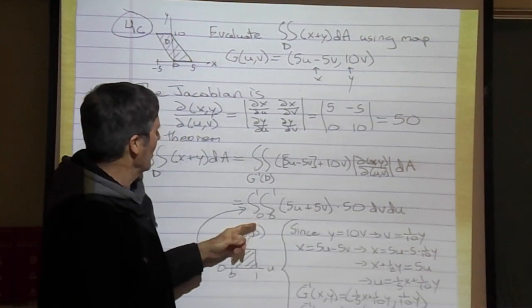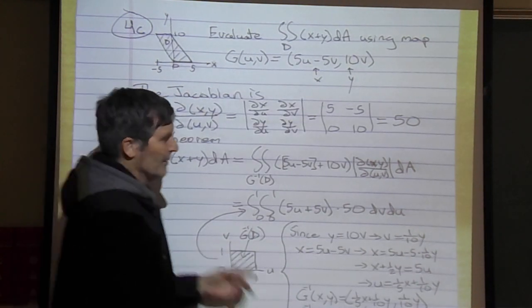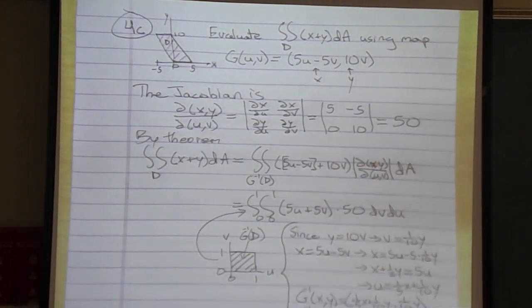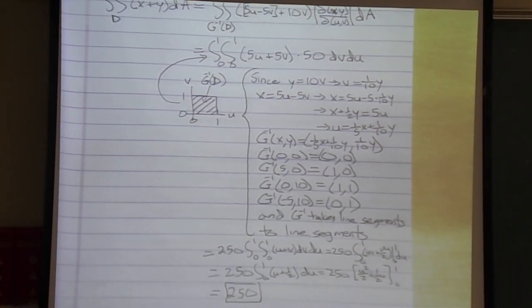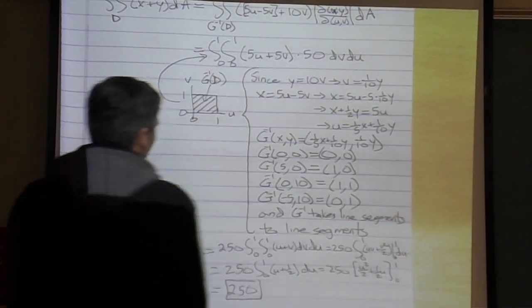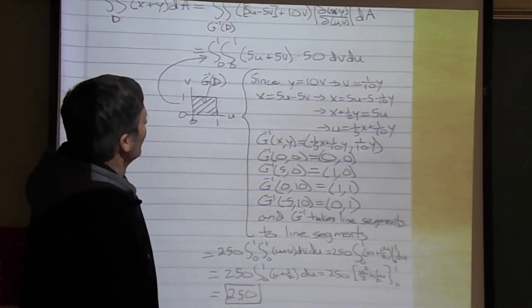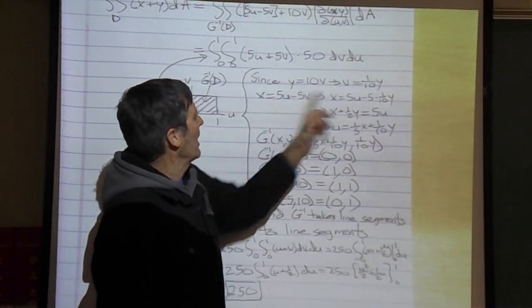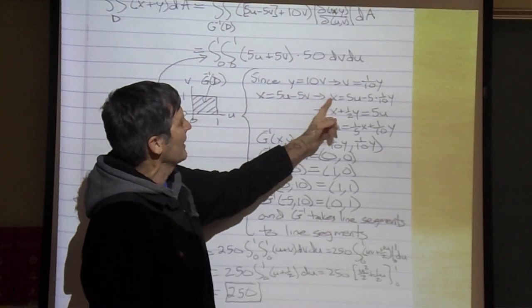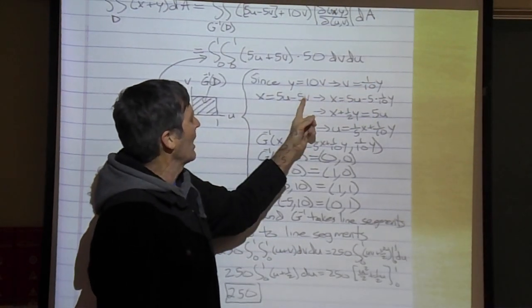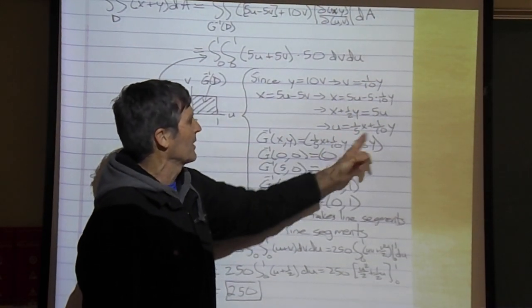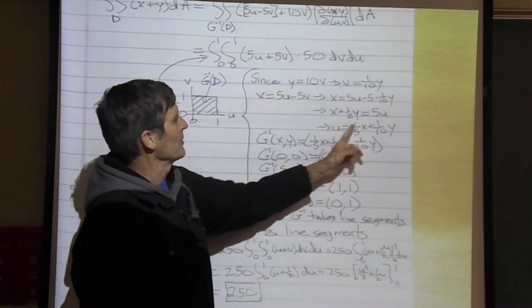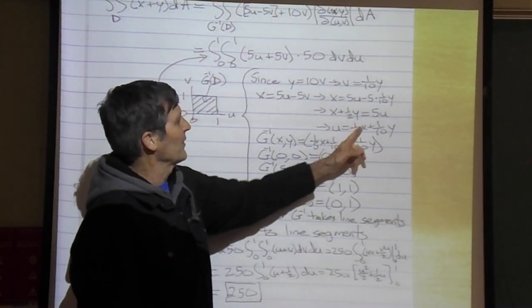We have to integrate over what region? Well, the region is the difficult part. Then it comes out nicely. I took a great change of variables for you here. Since y is equal to 10v, that tells me that v is 1/10 y. Since x is 5u minus 5v and v is 1/10 y, I can substitute in and solve for u in terms of x and y. U is 1/5 x plus 1/10 y.